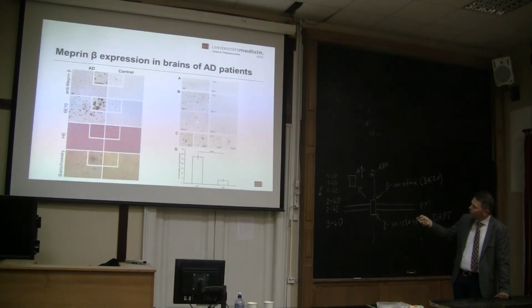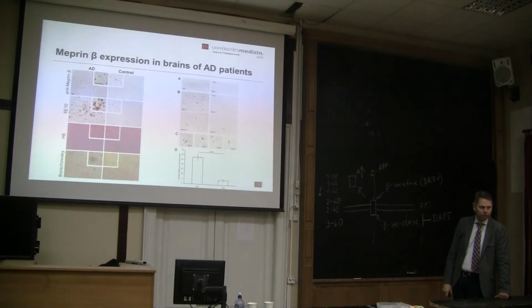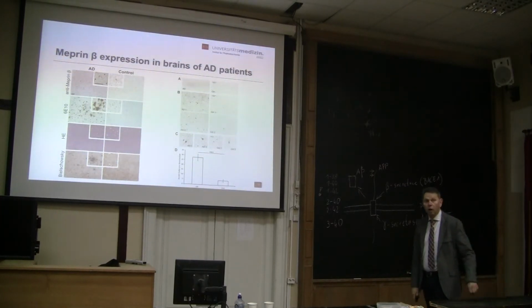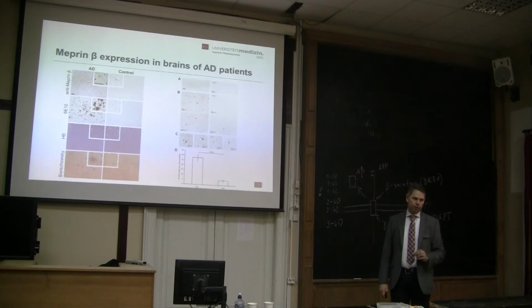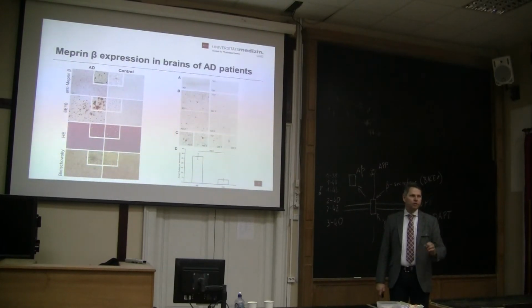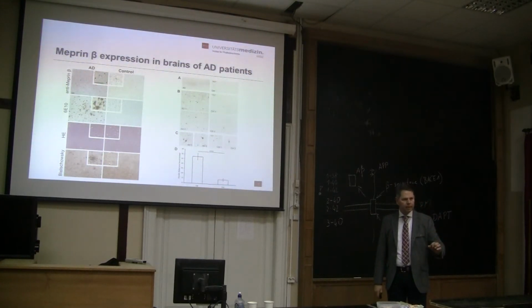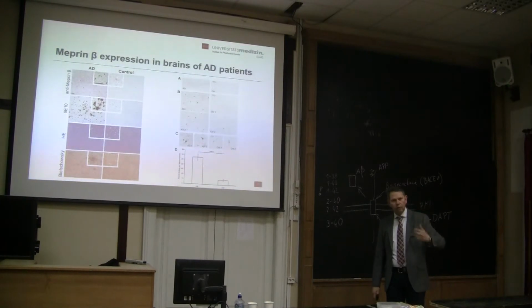We have more stains for AD and for controls, and when we quantify, these are only, I think, from 20 brains, now we're over 30, and this still holds. You have a dramatic increase in meprin expression in Alzheimer's disease brains of sporadic patients, right? So these are all sporadic patients, meaning it cleaves only wild-type APP.